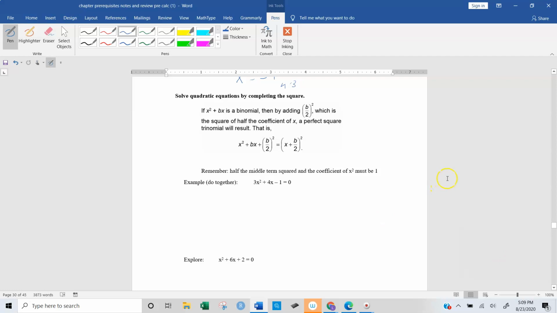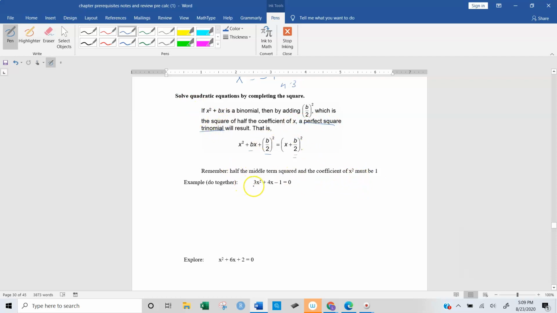Okay, completing the square. You did a ton of this in Algebra 2. So when you do this, remember you take half the middle term and you square it to get this sign. And then half that middle term is also what you're factoring into. You're trying to create a perfect square trinomial. Remember those? That is what we're doing.